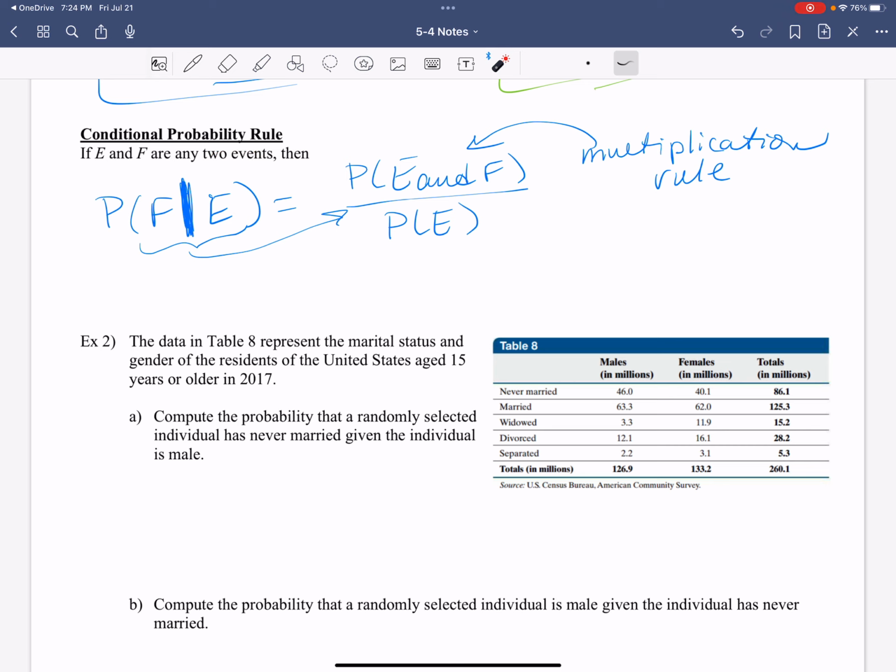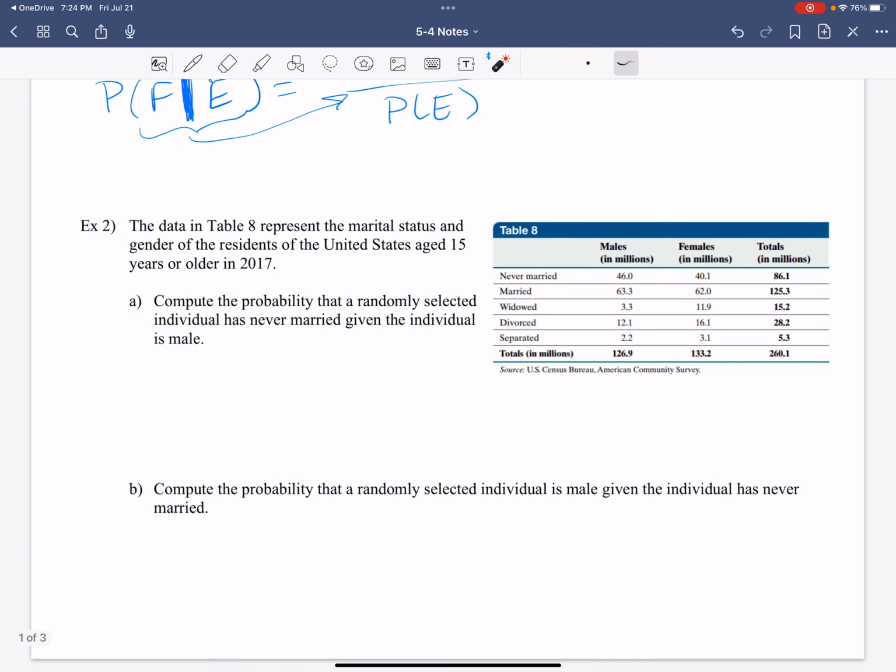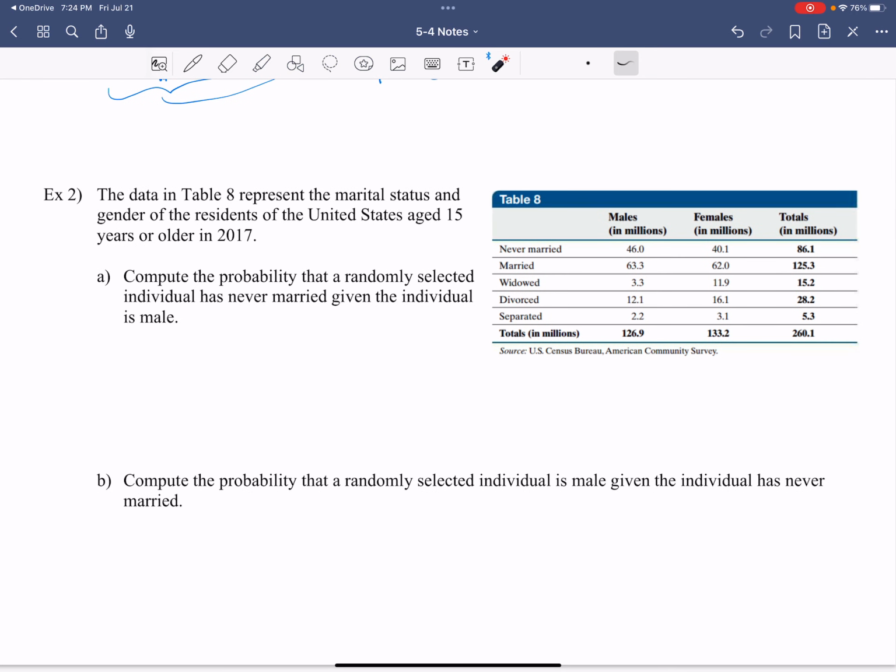And then just the second event, the one set up after that given bar, goes in the denominator. All right, so let's look at this data table and see how this all plays. The data in Table 8 represent the marital status and gender of the residents in the United States age 15 and older in 2017. We've seen this before. This was a data table that we previously worked with. This two-way table, this contingency table, this one sets it up to where it gives us our totals, which is nice. So we don't have to figure that out. Our totals are given to us.